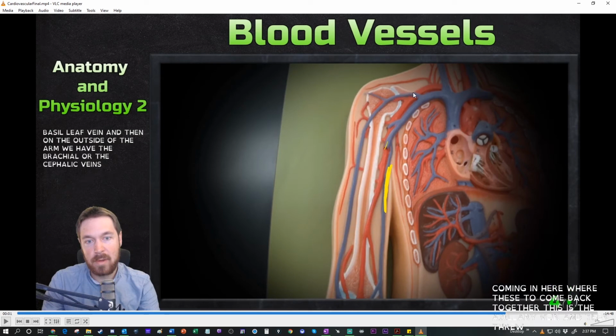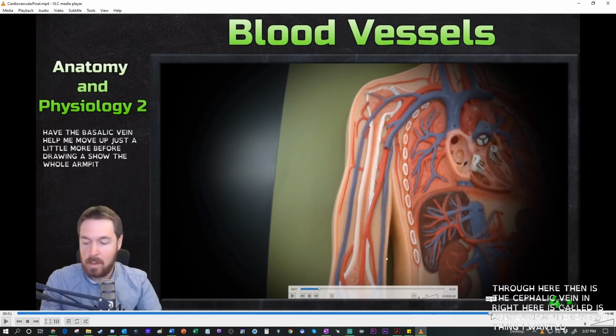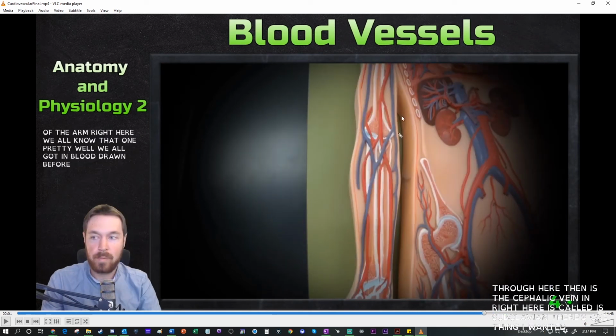And then through here is the cephalic vein, and right here it's called the subclavian. So just one thing I wanted to point out in that one. And down here we also have, remember, this one's the median cubital vein. This is where blood is typically drawn. And then also the radial artery is typically the site where we take pulse. So understand these important veins.